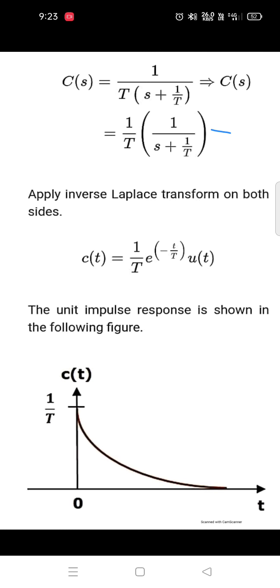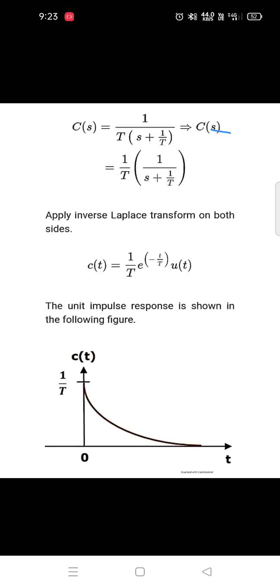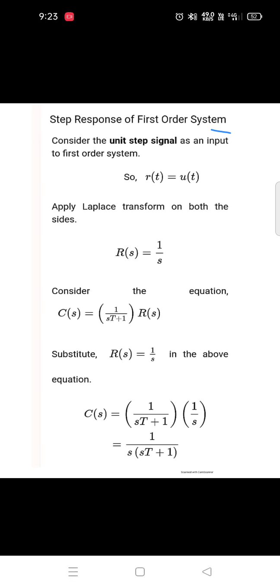The signal is given, 1 upon T is the magnitude for the time t equal to 0, and as we increase the time t, it will decrease gradually. So this is the first order time response for impulse signal.